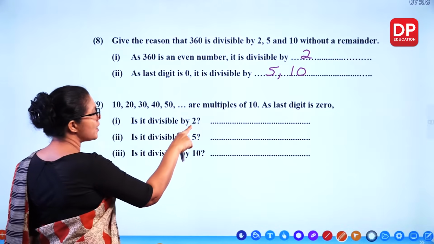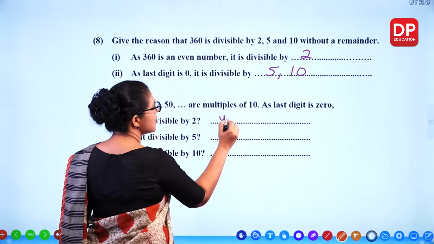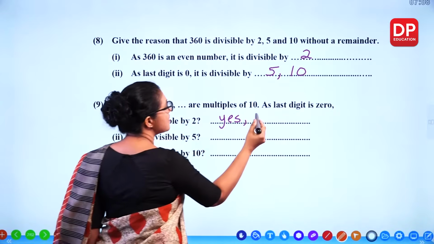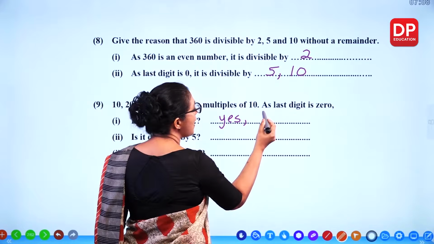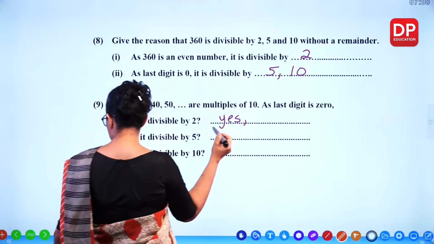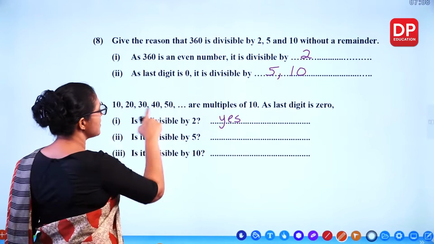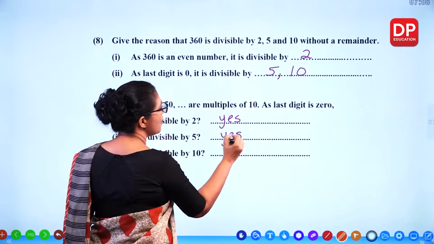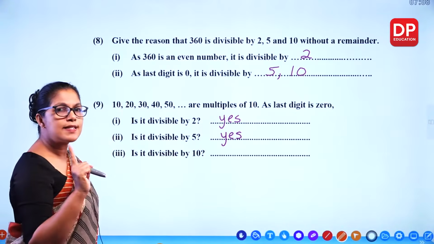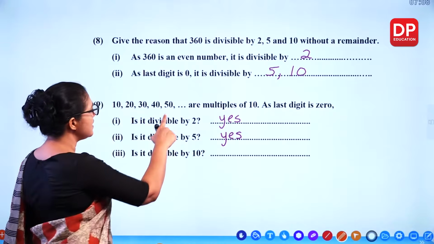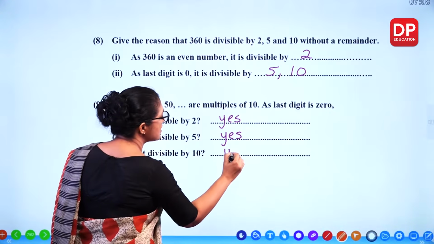Is it divisible by 2? Yes, because the last digit is 0. It's divisible by 2. So we say yes. Is it divisible by 5? Yes, last digit is 0. 0 or 5, it is divisible by 5. Is it divisible by 10? Yes, because the last digit is 0.